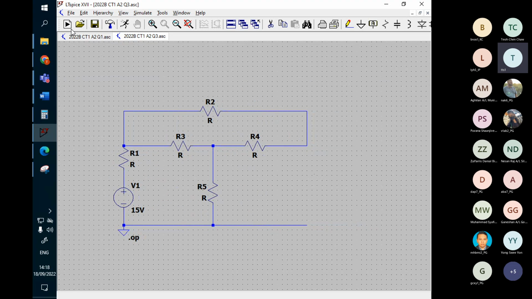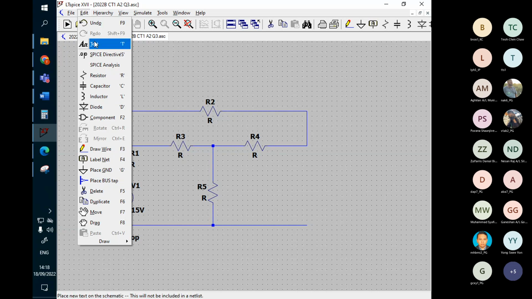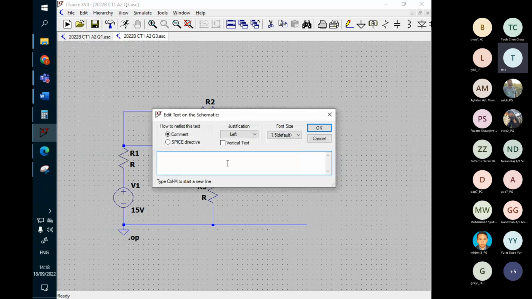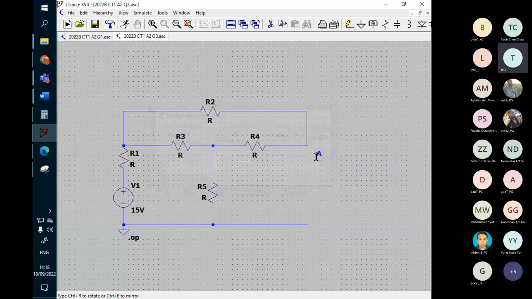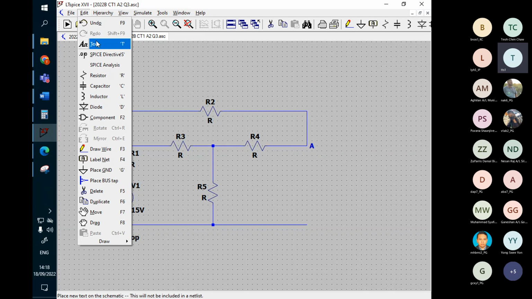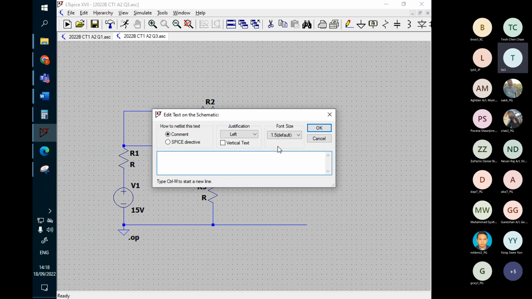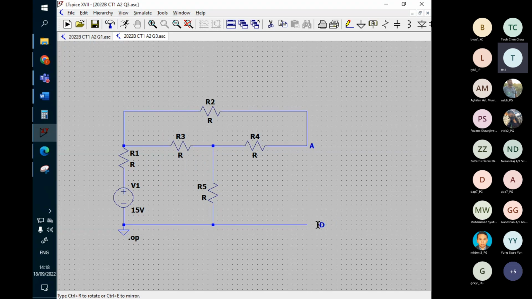Okay, let me put the text A and D so that people understand where is A, where is D. So A is referring to this node here. D is here.